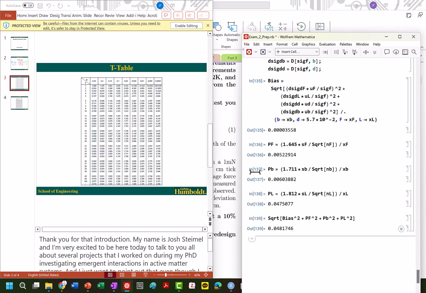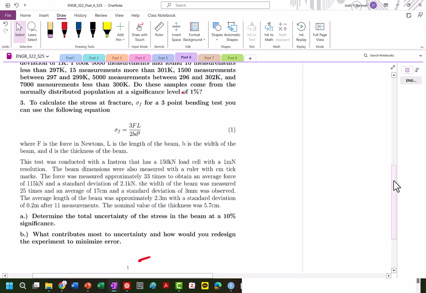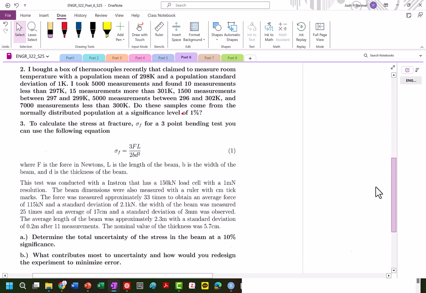But that is it. So how would I redesign it? Again, just like we saw, use a micrometer. And we would have fixed a lot of issues.